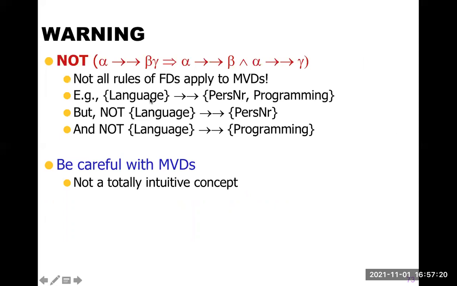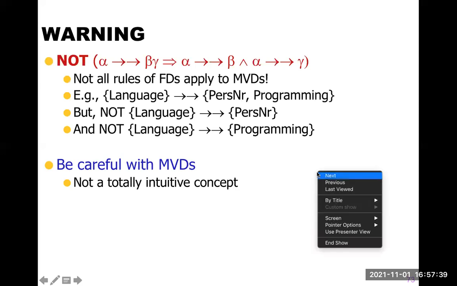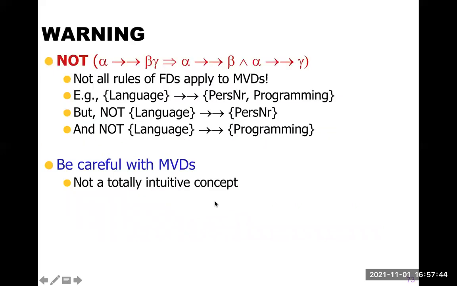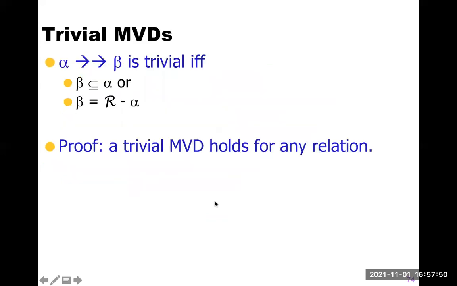Language, person number, and programming. And yes, for each language we have multiple combinations of person number and programming. But language does not depend functionally on person number. That's not the case. And MVD is not a totally intuitive concept. But let's look at how to build it, and then I'll try to describe why we have this. Trivial MVDs.